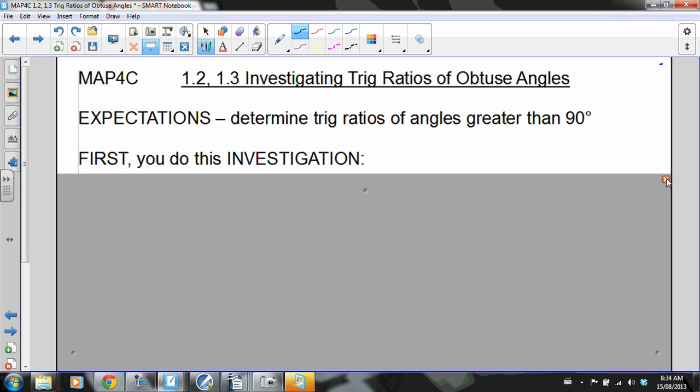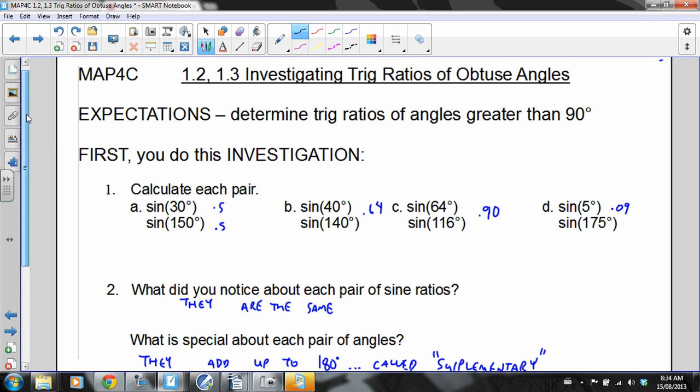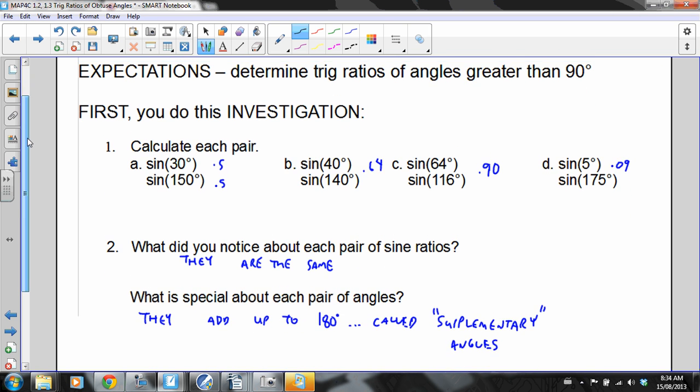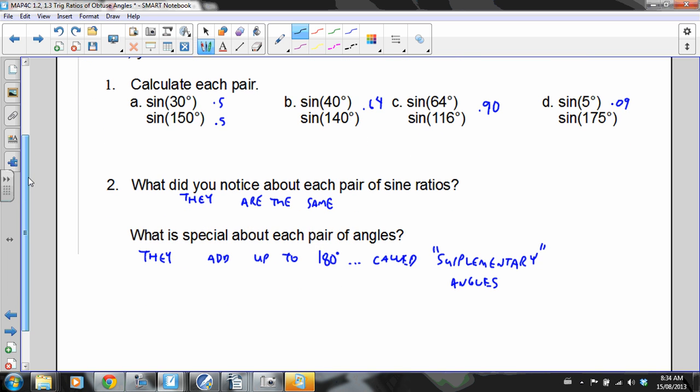Okay, once you've tried the investigation, here's what you should have got. I'm going to just go through it real quick. And if you have any questions about the investigation, we can talk about it in class. Remember, you can pause if I'm going too fast.